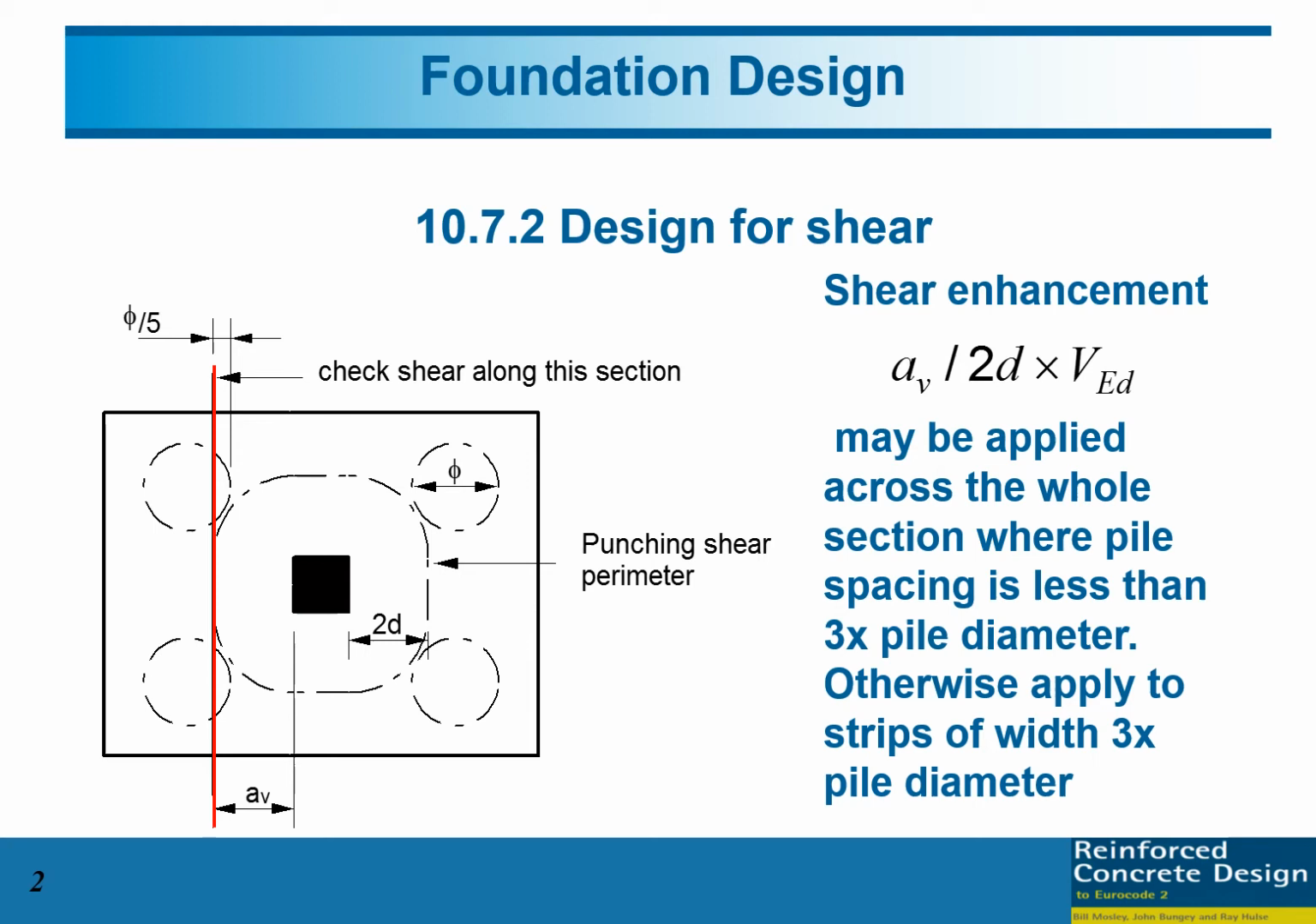Okay, and then the alpha V divided by 2D multiplied by VED may be applied across the whole of section where pile spacing is less than 3 multiplied by pile diameter. Otherwise applied to the strip of width 3 multiplied by pile diameter. So this is the shear enhancement. And then the alpha V is the distance from the face of column to the point where the phi over 5. So this is the red line as you can see here.